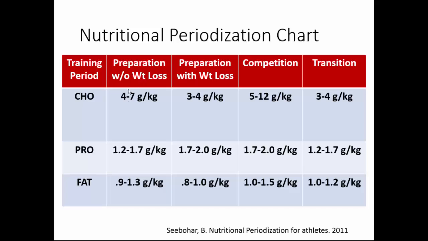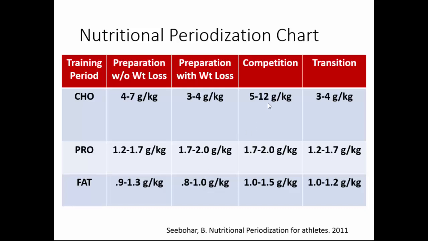If you look at the preparation without weight loss, then he's going anywhere from 4 to 7 grams per kilogram of body weight, with protein on the order similar to the transition, 1.2 to 1.7, and anywhere from about 1 gram to 1.3 grams of fat per kilogram of body weight. If you are interested in losing a little weight, he's going to cut back a little bit on the carbohydrate, similar to the transition phase, and then bump up the protein, keep the fat pretty moderate here, around that 1 gram of fat per kilogram of body weight.